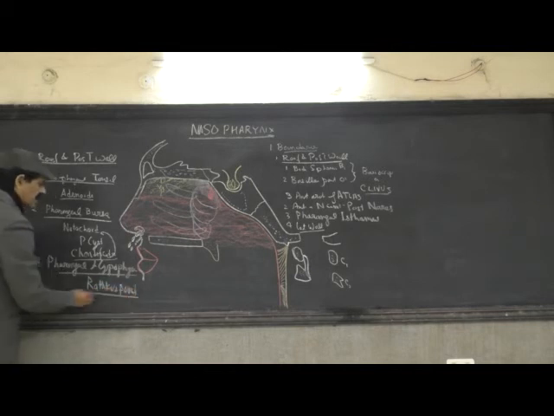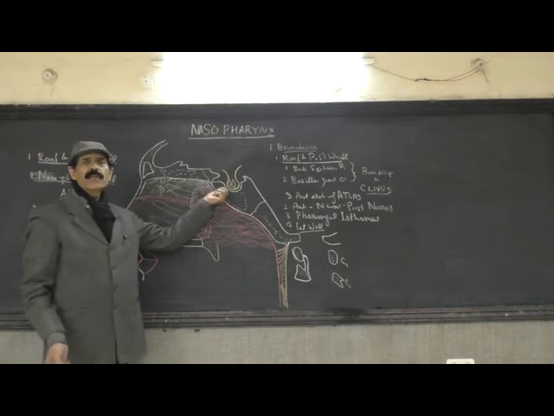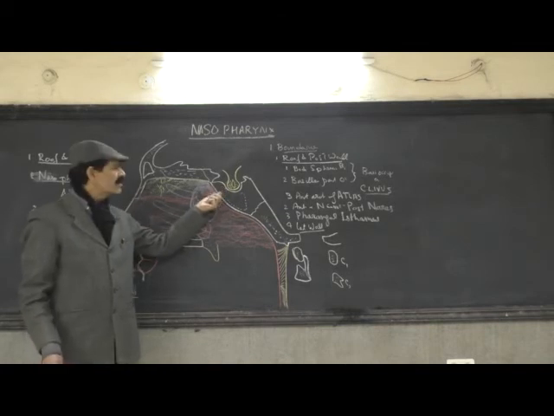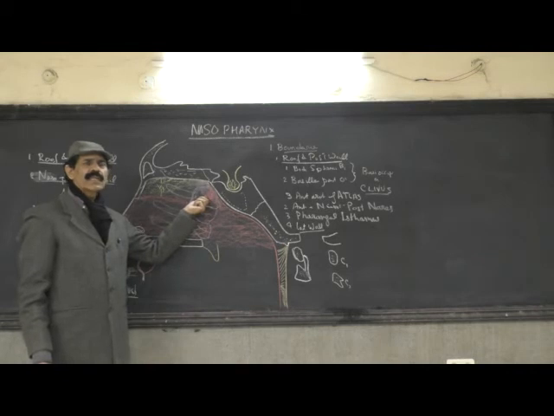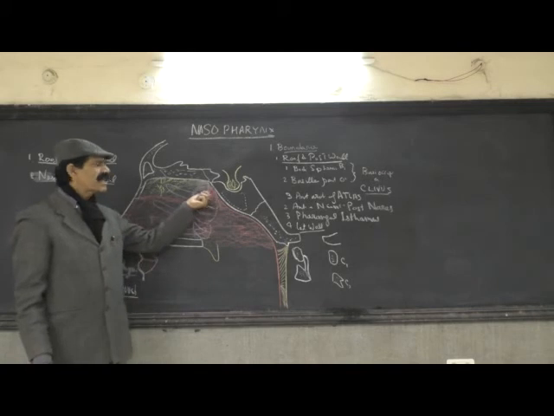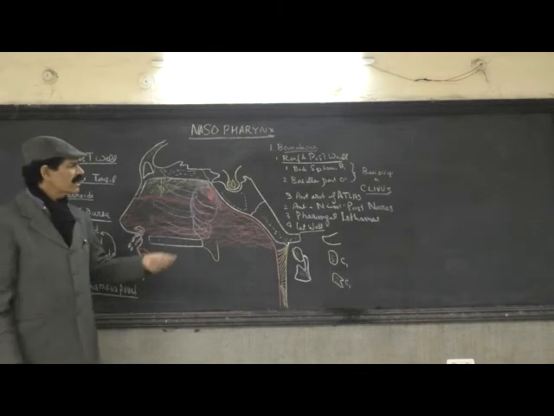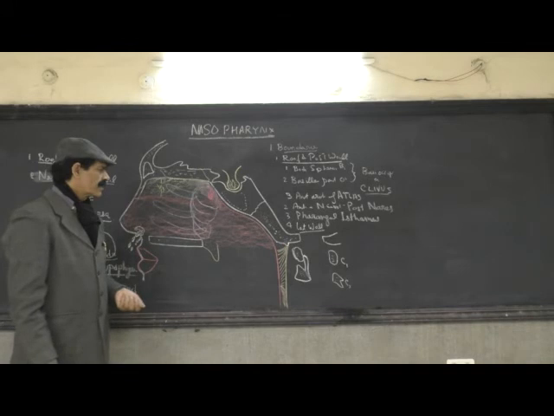As we know, Rathke's pouch is the developmental origin of the pituitary gland. The same Rathke's pouch cells may be detached during the development phase, and they form what is called the pharyngeal hypophysis or the pharyngeal pituitary, which is hanging from the roof and posterior wall of the nasopharynx. So these are the features we see here of the nasopharynx.